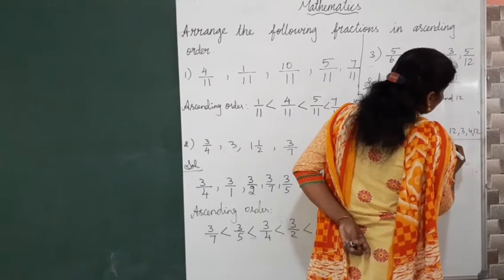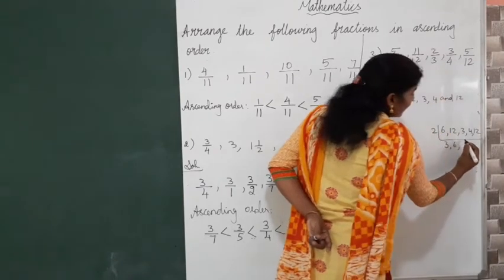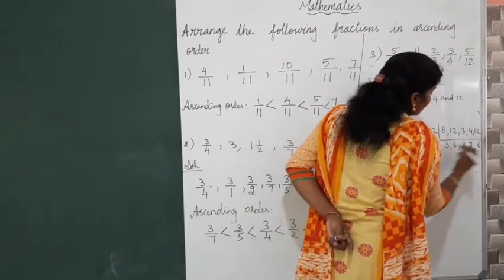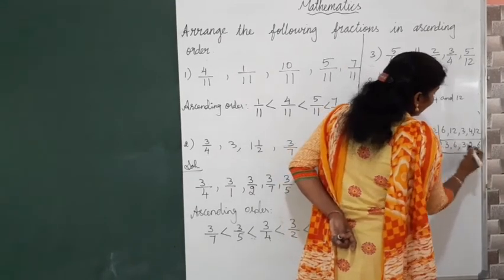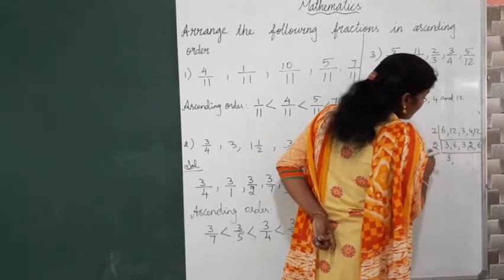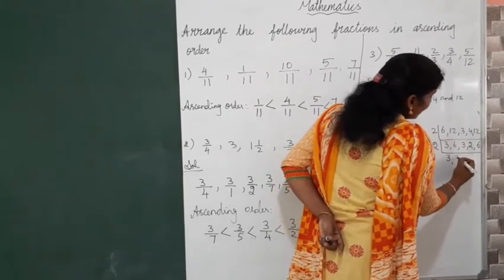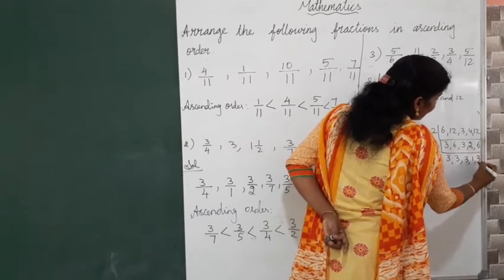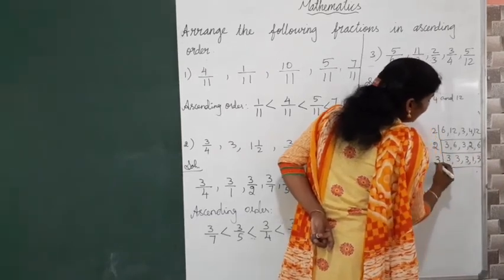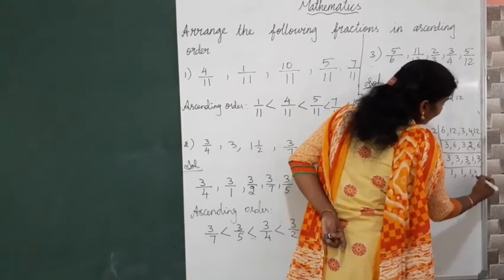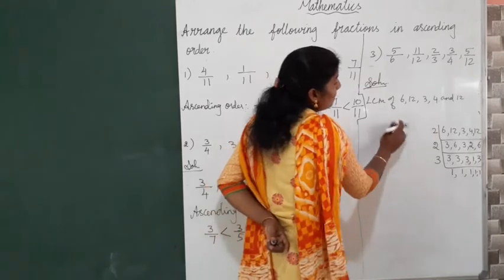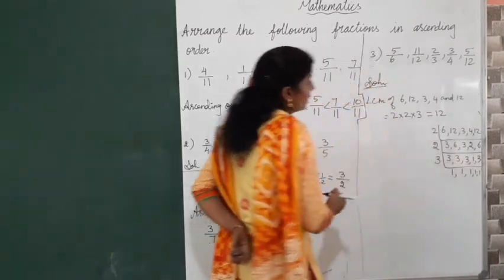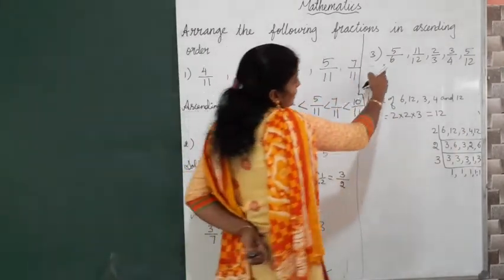2 table, 3 2s are 6, 6 2s are 12. 3 is not in 2 table, so we can write 3. 2 table, 2 2s are 4, 6 2s are 12. Isn't it? Then again 2 table, 3 is not in 2 table, so we can write 3. 3 2s are 6. Now here 3 table, 1 3 is 3, 1, 1, 1. Isn't it? What is the LCM? 2 into 3 into 2 into 1 equal to 12. 12 is the LCM. Now we can write one by one.